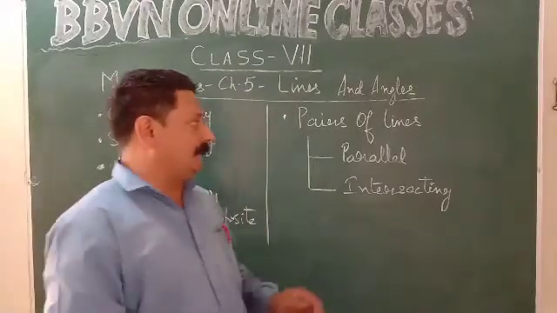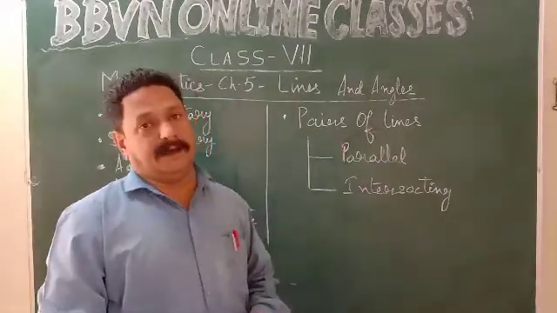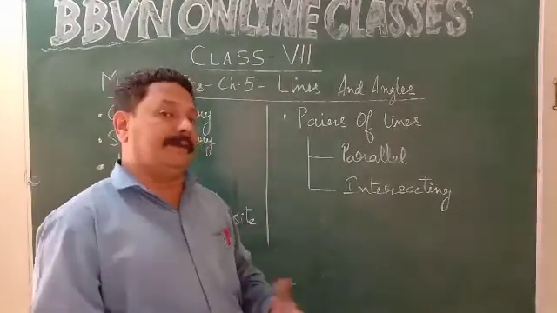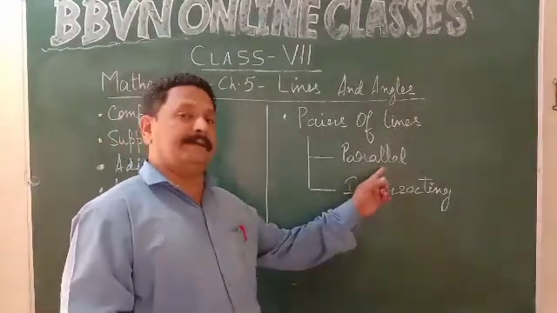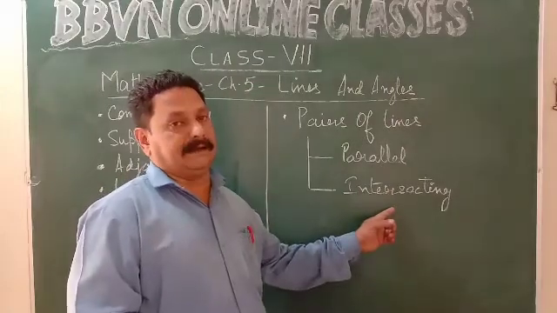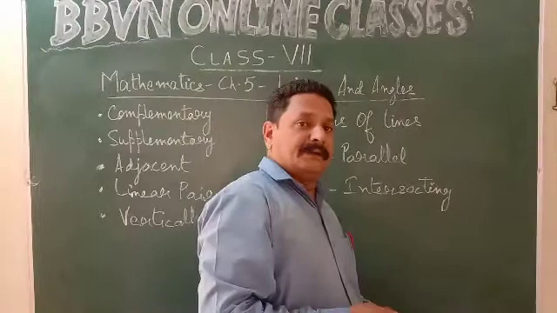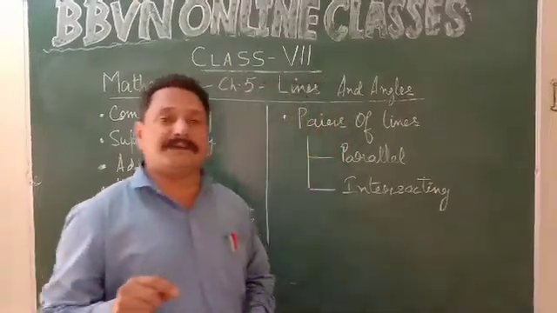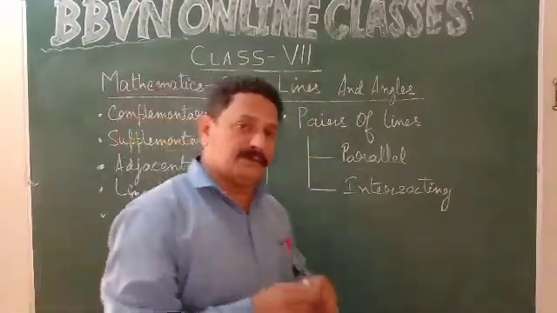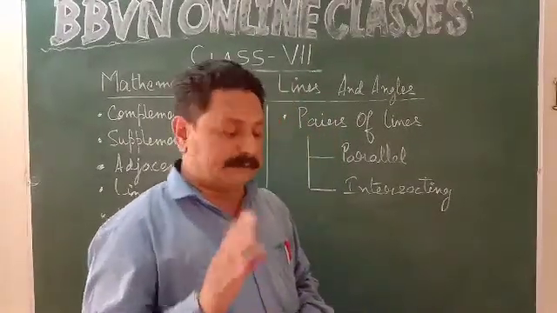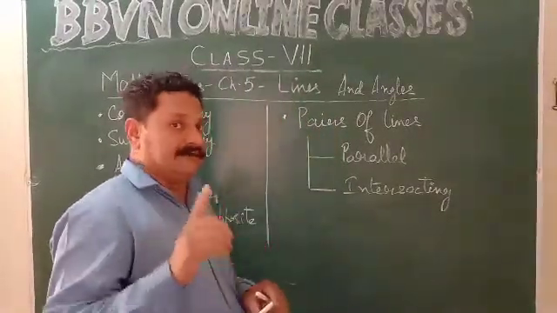Now today we will continue with pairs of lines. What types of lines can we have? If we have a pair of lines, we can have parallel lines or intersecting lines. Parallel lines: children, you must have seen railway tracks. Both the tracks are parallel to each other. The distance between those two tracks at any point is always the same. It is always constant. It doesn't change.